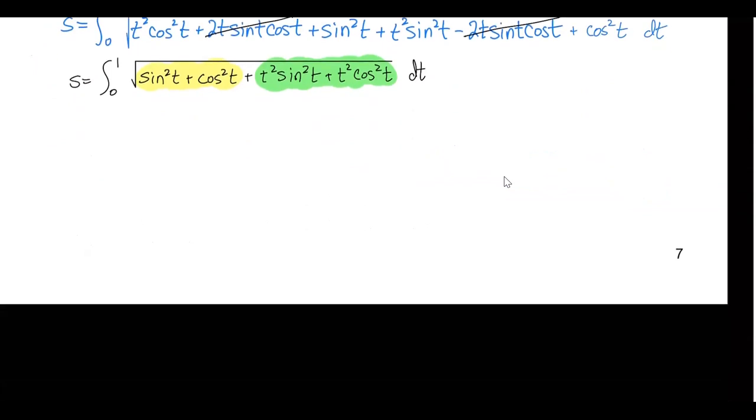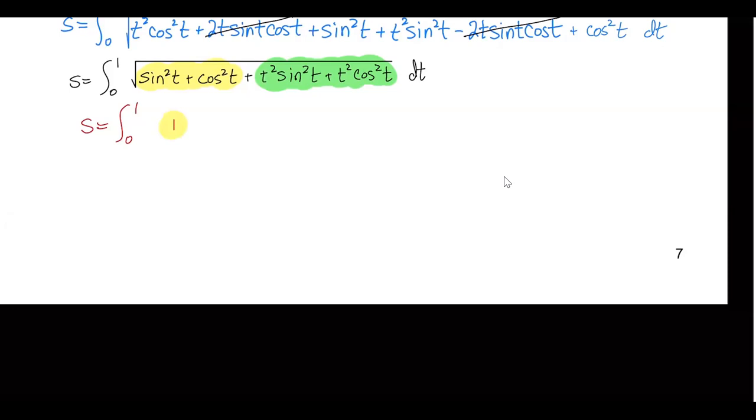All right. So I'm looking at s equals the integral from 0 to 1. Sine squared plus cosine squared is your Pythagorean identity. Sine squared plus cosine squared is equal to 1. I'm also going to highlight that so we know that it corresponds with the other thing that I highlighted in the same color. All right.